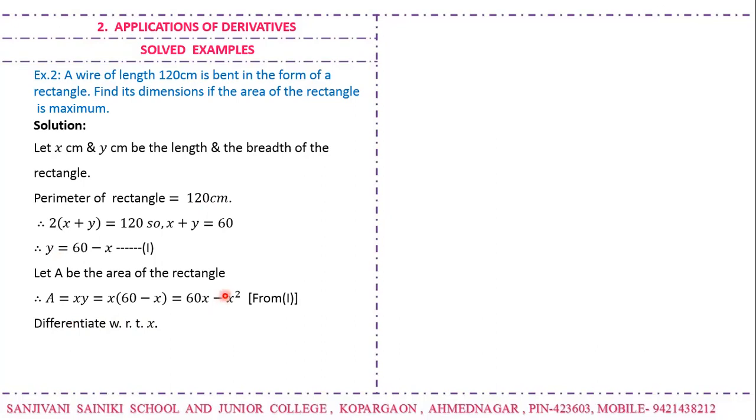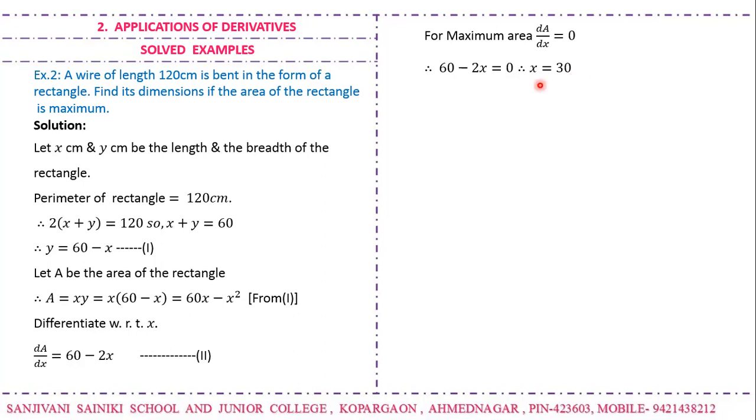So differentiate this with respect to x: dA/dx = 60 - 2x. This is equation number 2. Again, to find the maximum area, the first derivative must be 0 so that we get the stationary points or turning points. So 60 - 2x = 0, which implies x = 30. So we get the length of the rectangle as 30.